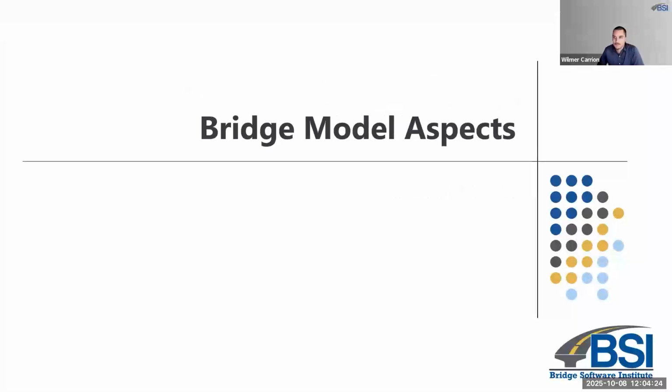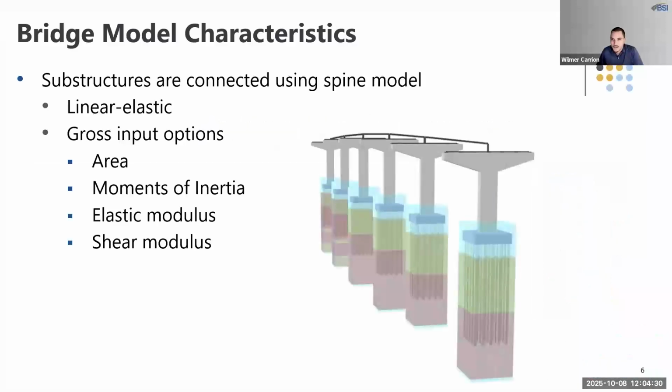So first, I'd like to talk about some aspects of bridge models that differentiate them from the other model types that we have in our program. One of the most important things to note about bridge models is the fact that we use a linear elastic spine model to represent the superstructure, slab, and girders. And there are two options for supplying input to describe the geometry and material properties of the superstructure.